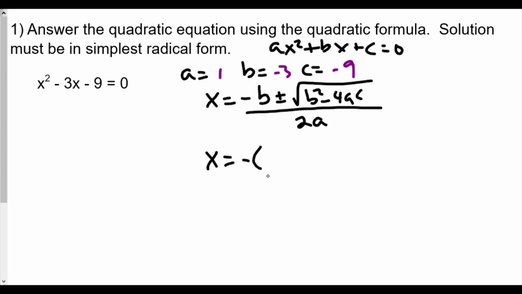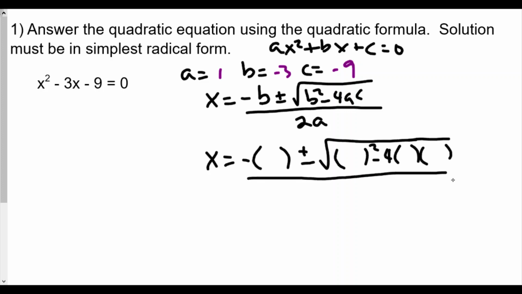So I put the parentheses here for each one of these letters that we're going to be plugging in. I do this so that I make sure I get the right sign in there, and I would encourage you to do that as well. So we have our b value, which is -3. So here's -3. A common error students make is they think that because it's -b and b is already negative, they don't need to add the extra negative. That would be a mistake.